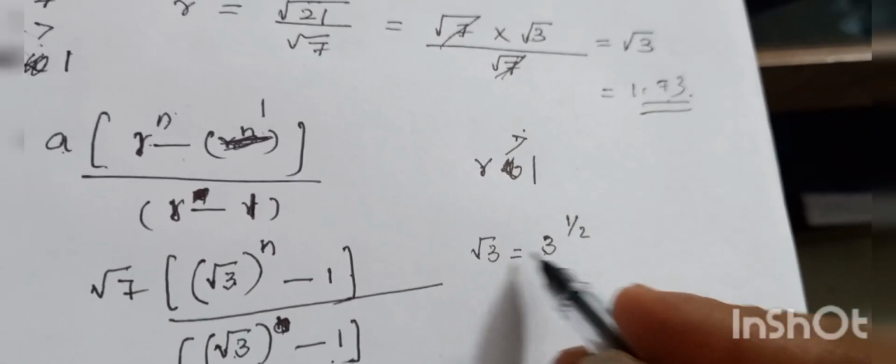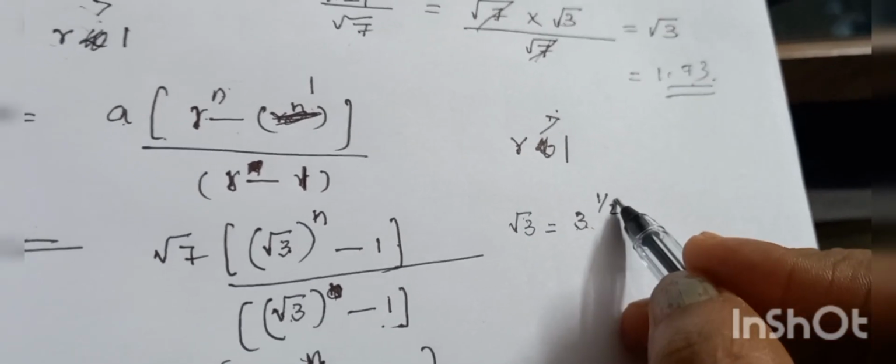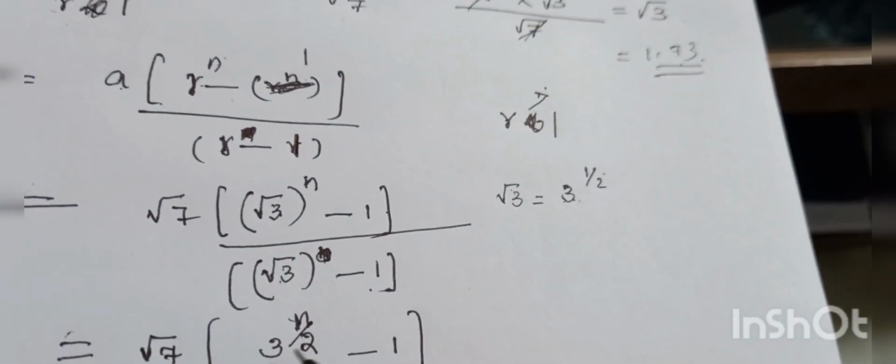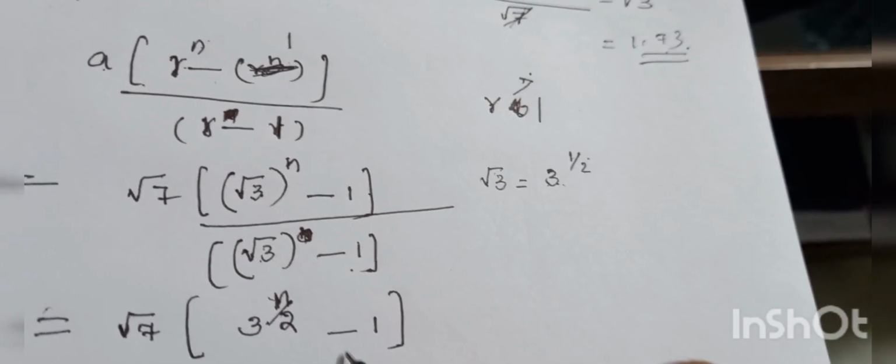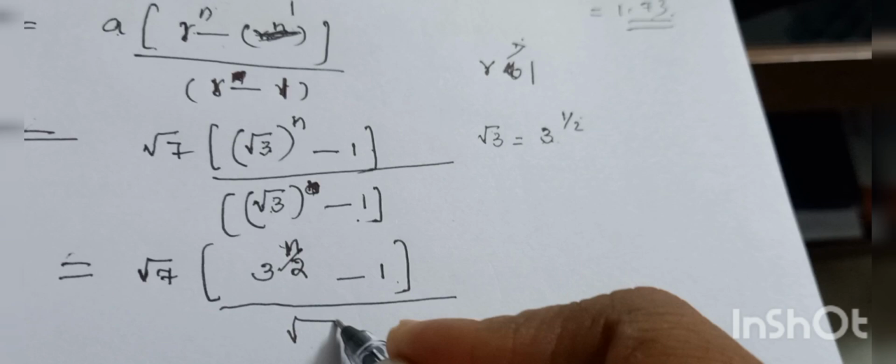But root 3 we can write 3 to the power half. So we get 3 to the power n by 2 minus 1 by root 3 minus 1.